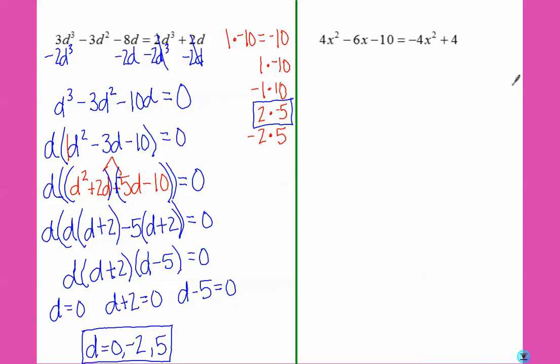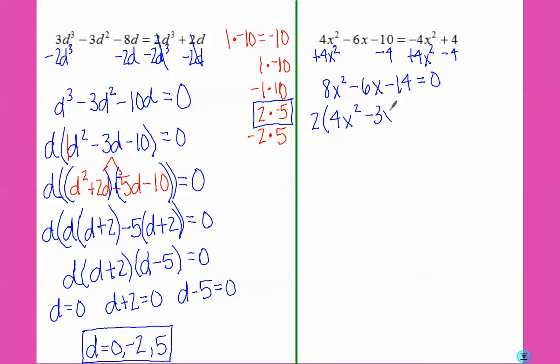So let's look at our last example. Again, it does not equal 0, so we need to make it equal 0 first to get it ready to factor. So we have 8x squared minus 6x minus 14 equals 0. Do we have a GCF here? We do. It's a 2. That leaves us with 4x squared minus 3x minus 7.